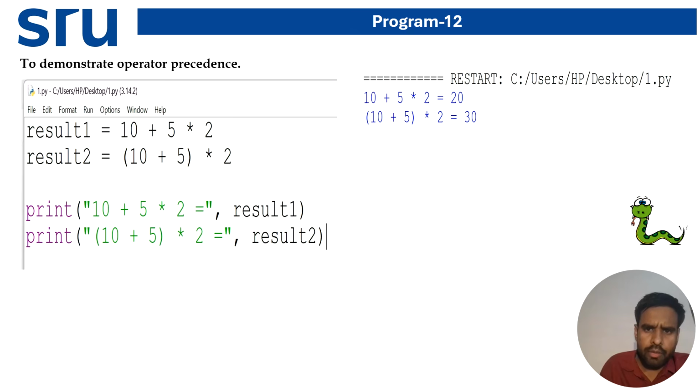Now we come to program number 12. Program number 12 is to demonstrate operator precedence. Precedence means which operator is evaluated first.